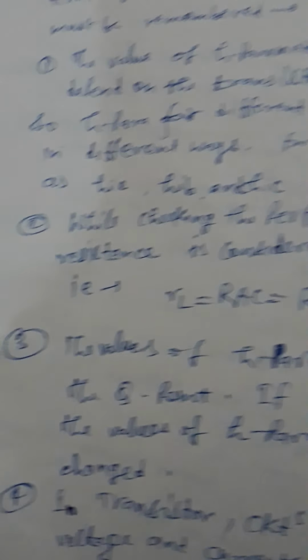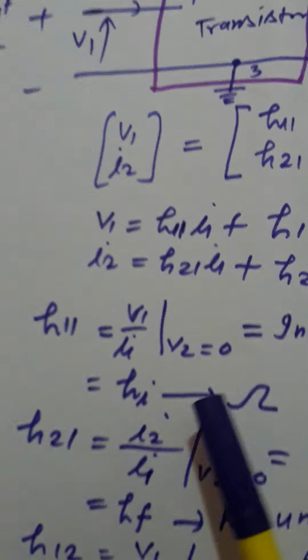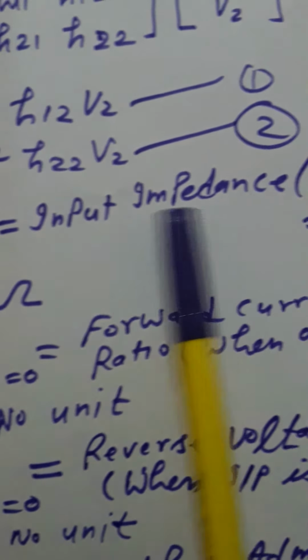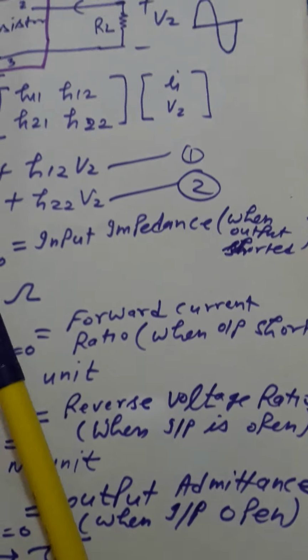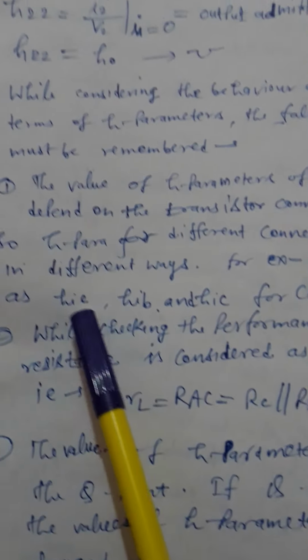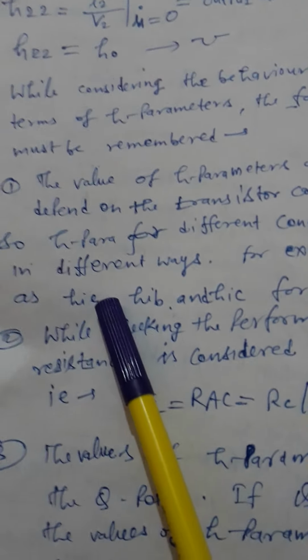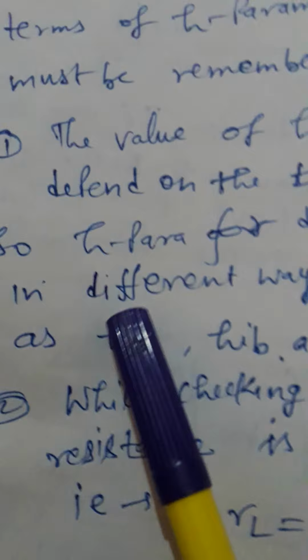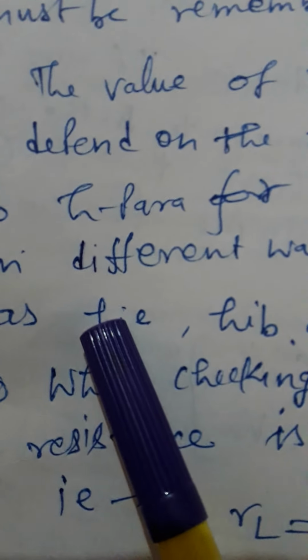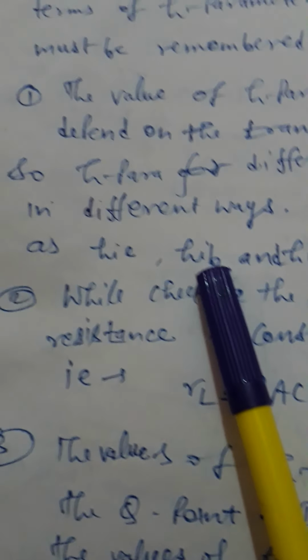You understand? See here, HIE, you know what HI is. I told you, HI is input impedance. If you want to write input impedance HI for common emitter configuration, apart from I you have to write another suffix, small e, H-I-E. E stands for common emitter configuration. Similarly, for the same input impedance for common base, you write H-I-B, small b. Small b stands for common base configuration.